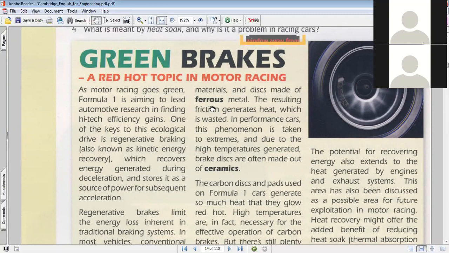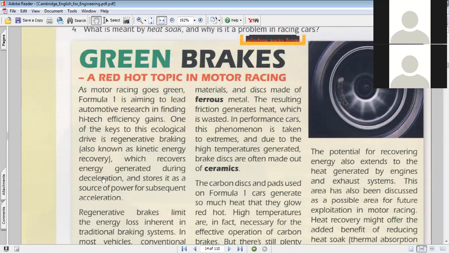As a matter of fact, energy does not fade at all, but it converts from one source to another. Energy does not end or come to an end. It is converted from one source of power to another, which recovers energy generated during this deceleration.